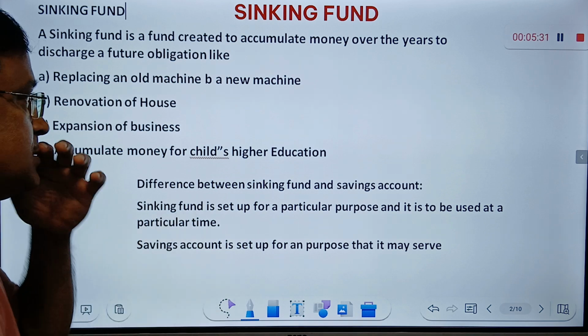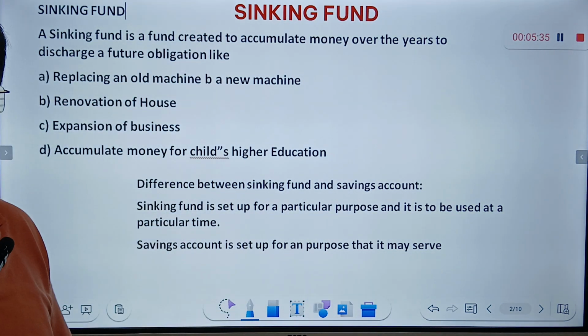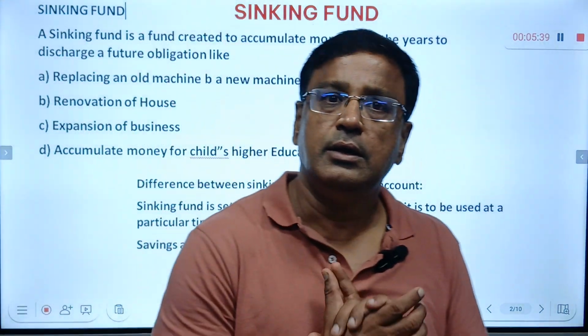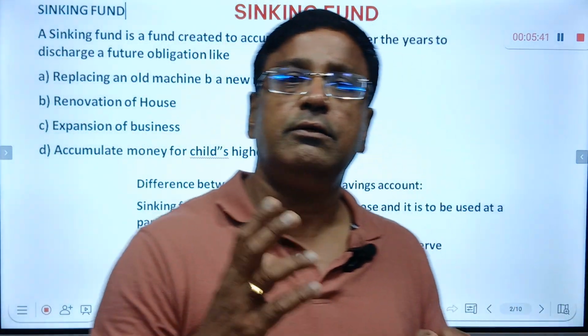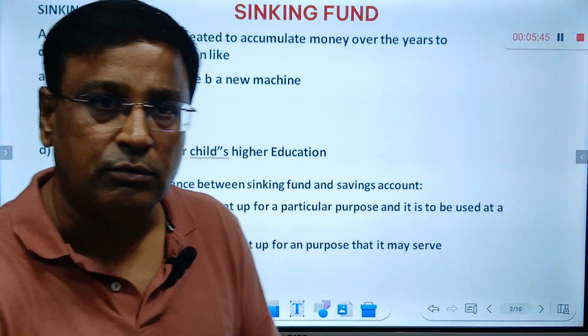You want to expand your business. Accumulating money for your child's education. So these are some of the examples of a sinking fund. Now, what is the difference between a sinking fund and a savings account?